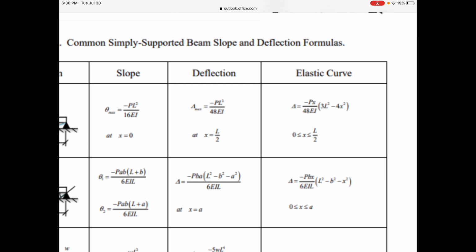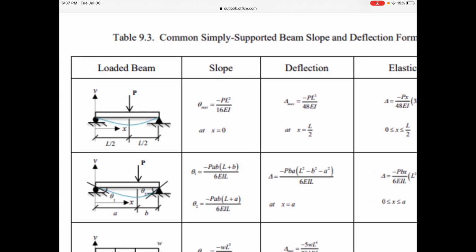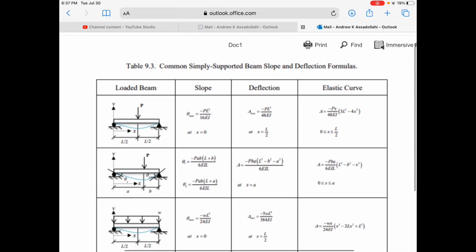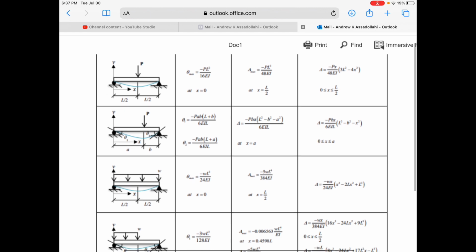It turns out that almost the same exact formula, maybe algebraically rearranged a little bit, would also be valid for L over 2 to L because you have symmetric loading, and therefore you'll have a symmetric deflection diagram. So if we zoom out a little bit and scroll down, what we'll see is several other loaded beam cases with similar information.